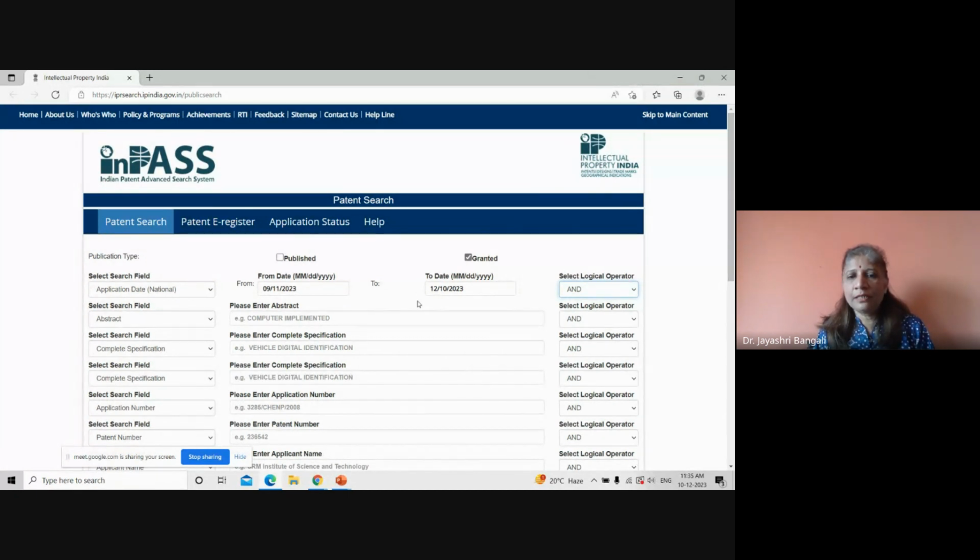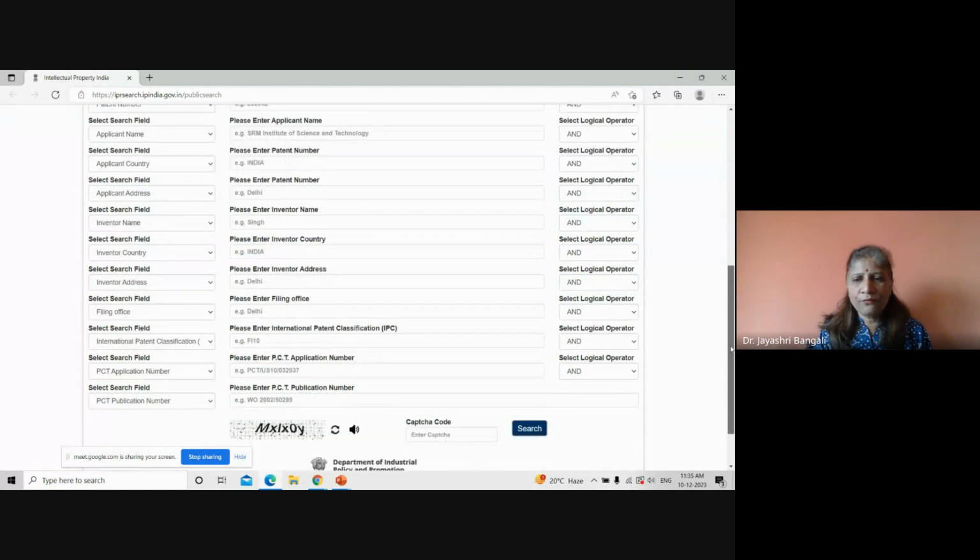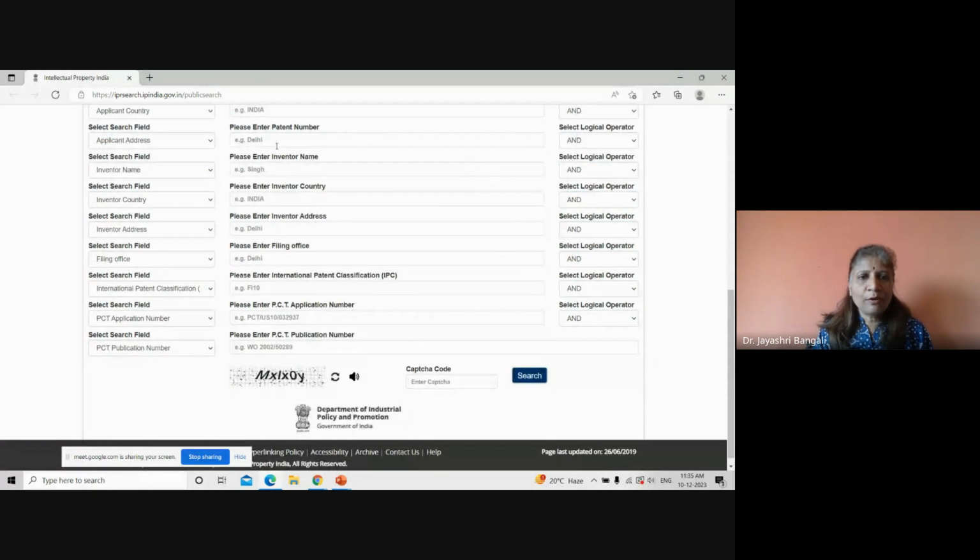And if you are filing the patent in India, not in foreign countries, this InPASS is very important. It's actually a vast topic, because an entire session could be organized on patent search. It is very vast. There are classifications, different logical operators, and different fields by which you can search the patent. I have just explained a few things about this. So this is about InPASS. It's a government site, and you can search the patent on this.